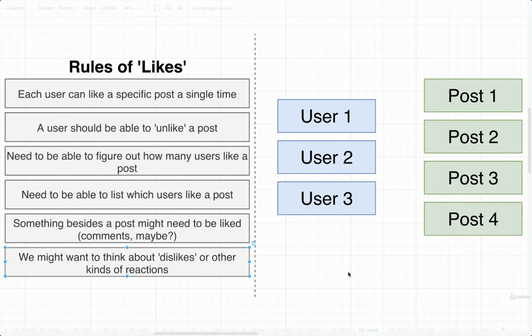If you've never used Facebook before, you can like a post, but you can also add other kinds of reactions to it. You can like a post, or maybe you can be sad by a post, or excited by a post, or, I don't know, questionable, sarcastic about a post. There's a whole big list of different reactions that you can add to a post on Facebook. So we might want to think about adding in different kinds of likes. Maybe not just likes per se, but different kinds of reactions.